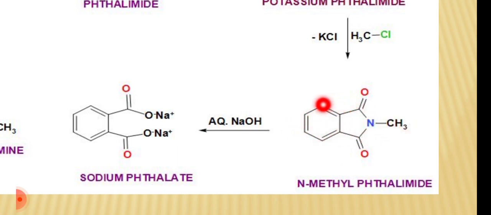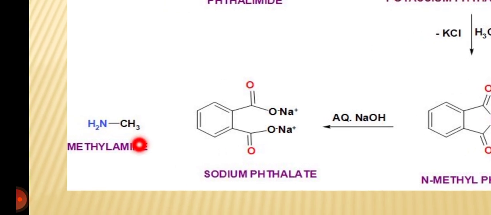This N-methyl phthalimide then is reacted with aqueous NaOH. This aqueous NaOH means sodium hydroxide in solution with water. So water molecule attacks on the carbonyl carbons of this imide and converts it into the phthalic acid. The phthalic acid on reaction with sodium hydroxide forms sodium phthalate. With the formation of sodium phthalate, this methylamine molecule will be generated.